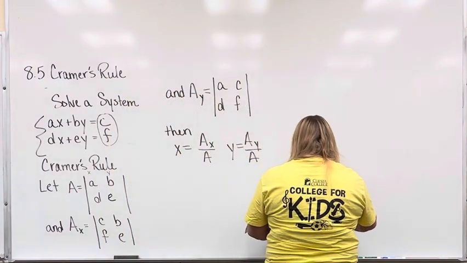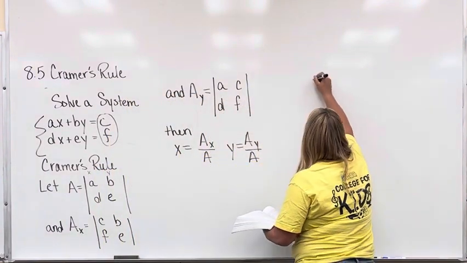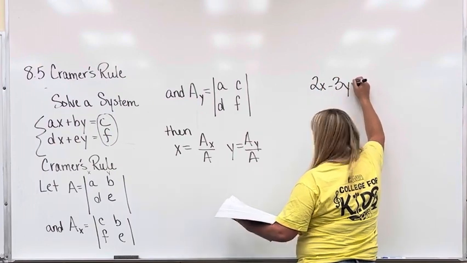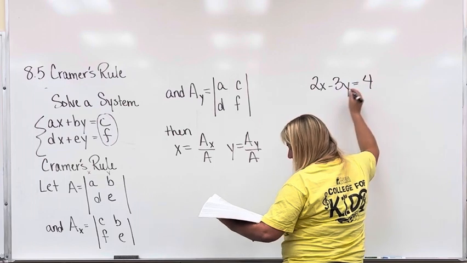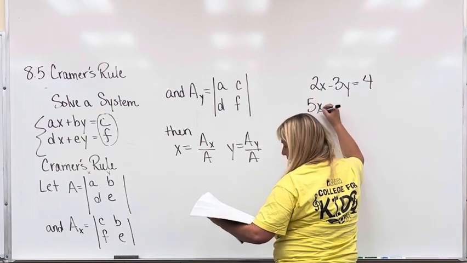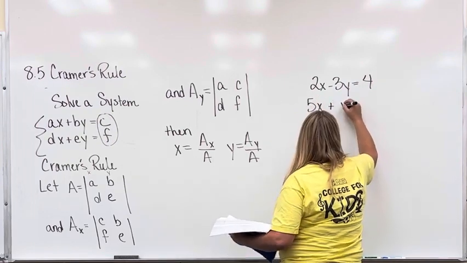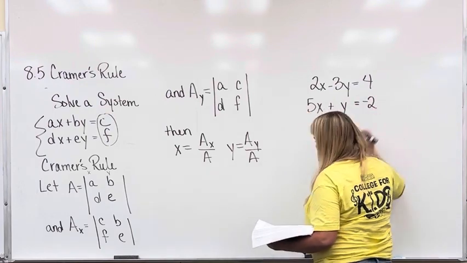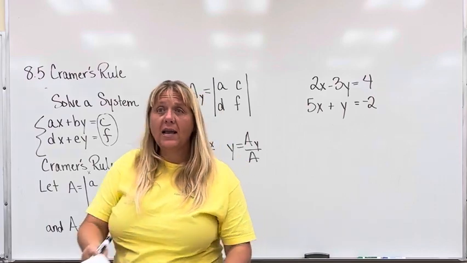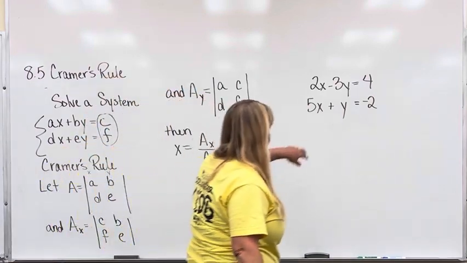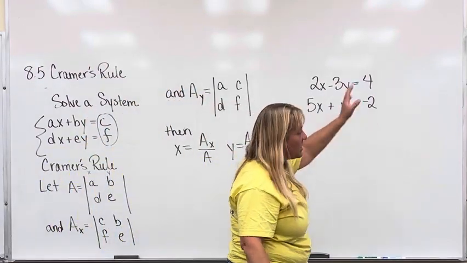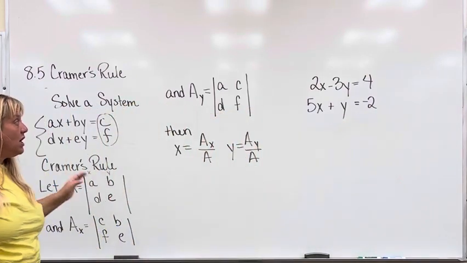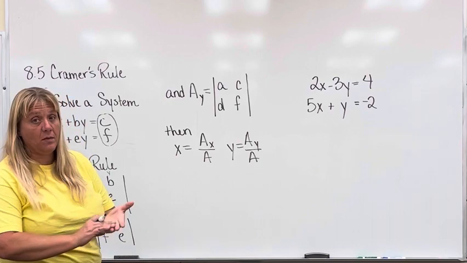Alrighty. Now, here we've got 2x minus 3y equals 4, and we have 5x plus y equals negative 2. Now, I know that we could multiply this guy by 3 and do some elimination, but the point here is to use Cramer's rule. So we're going to find these three determinants first.